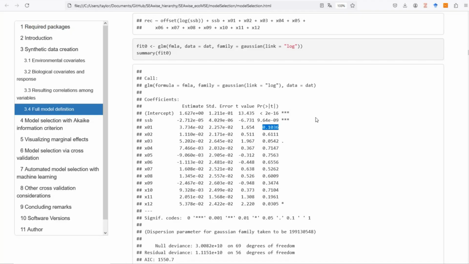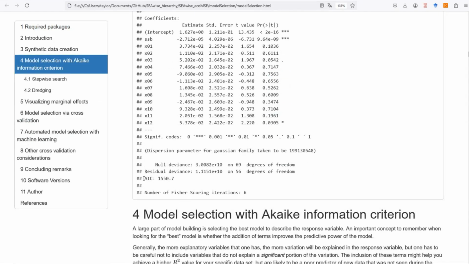And this could already be a place where you could start removing terms by hand, looking at the ones that are least significant, perhaps, and working backwards until you get to some minimal model where everything is significant. Also, what's produced here is the AIC, which we'll come back to later.